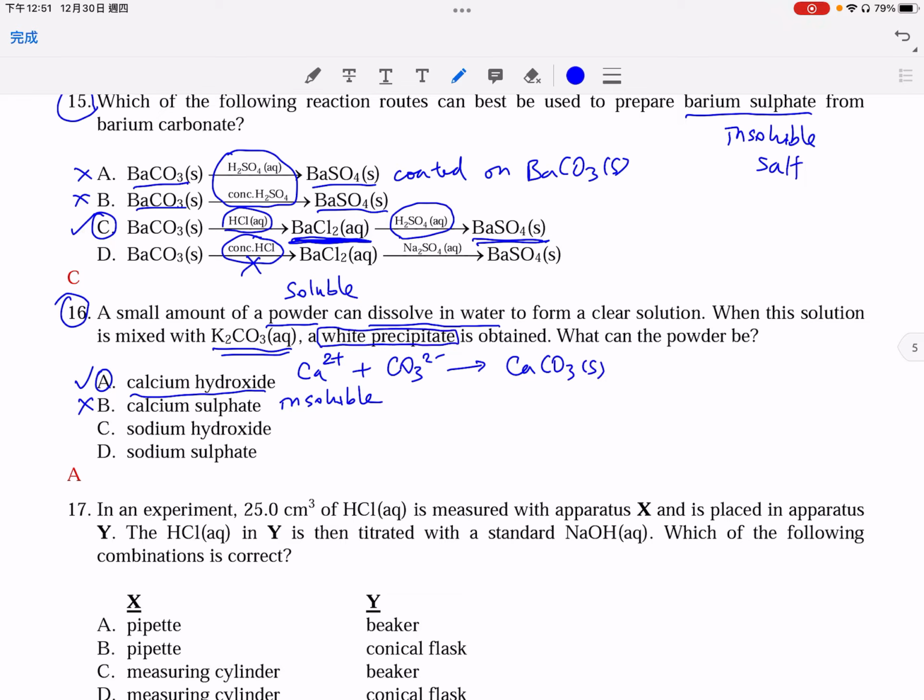C and D are not the answers because these two compounds contain the sodium ions, and make sure you know that when the solution is mixed with potassium carbonate solution, you will get sodium carbonate, and this is soluble, and you will not get any precipitate.